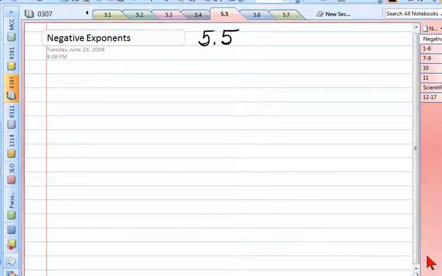Section 5.5 has really two topics. It starts with negative exponents. We've had the negative exponent rule, but we haven't used it for anything. And the only other topic we cover in there is scientific notation, which is usually applicable in a science class, but we do go over it in here. So we will start, and I will review the negative exponent rule.